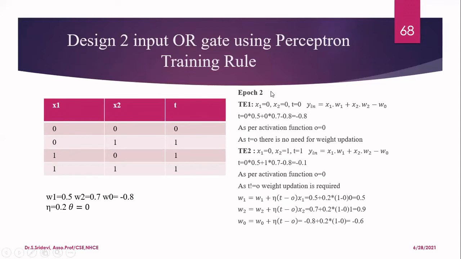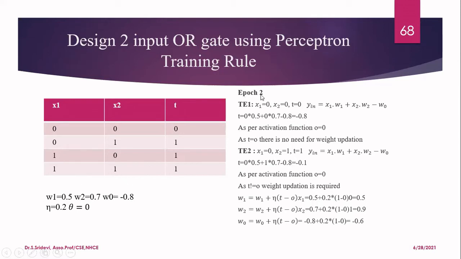When you start with epoch 2, since you have updated the weights, you have to take the new weights now and start from the first training example again. So I'm going to take the new weights. W1 I have updated, but it is still 0.5 only. W2 is 0.7 and W0 is minus 0.8. Now I'm going to continue with these updated weights.